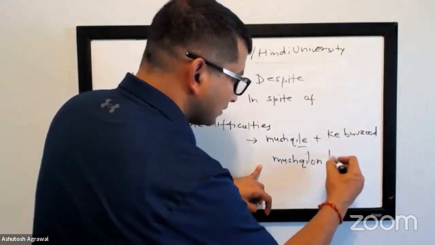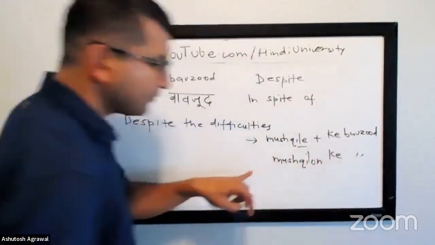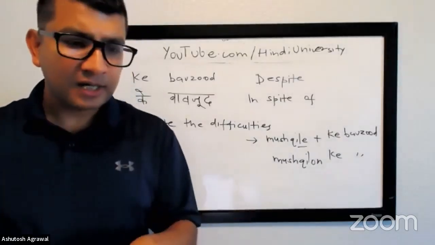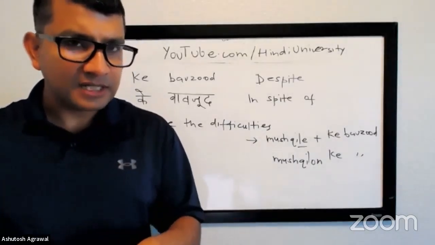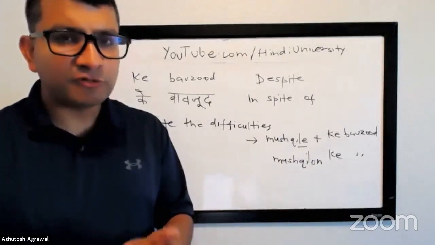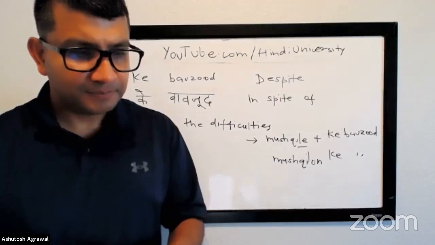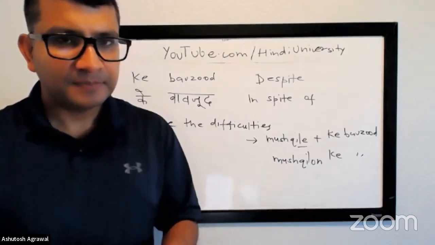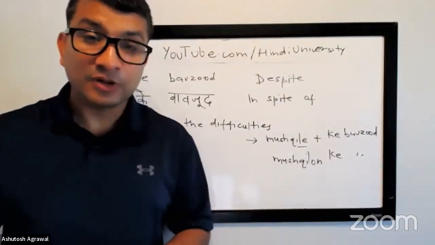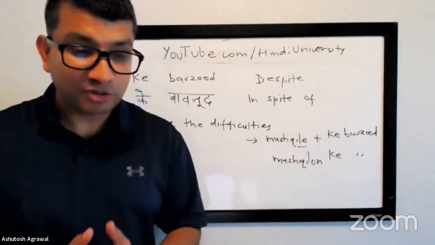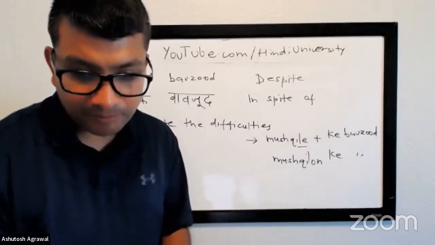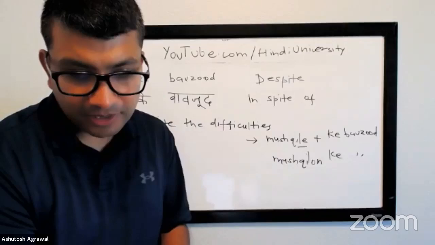Mushkilon ke bavajood. Similarly, कठिनाई is difficulty. कठिनाइयाँ is difficulties. And then if you put के बावजूद, it will become कठिनाइयों के बावजूद, just like लड़कियों, right? So कठिनाई. Just like that, you have कठिनाइयों के बावजूद. Okay. There you go. Awesome.